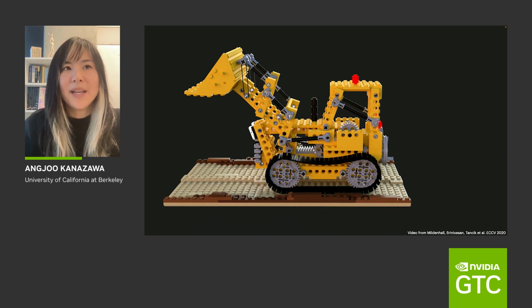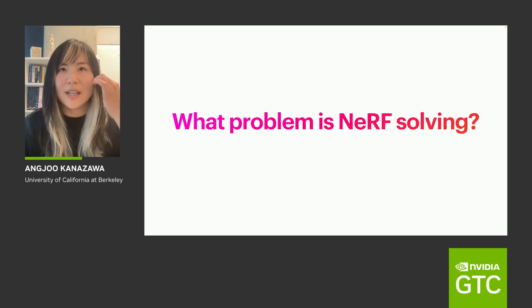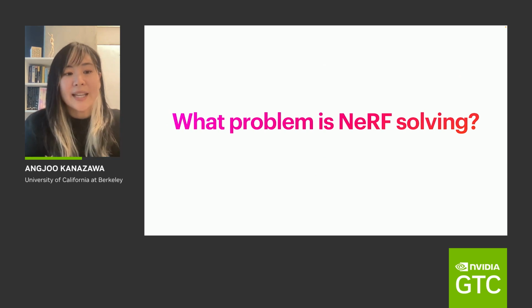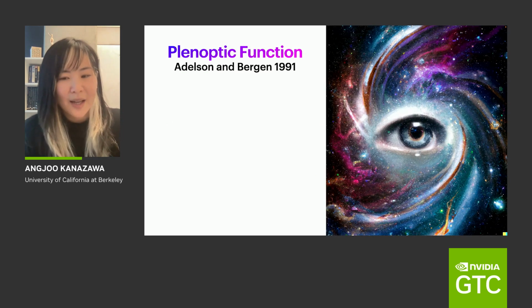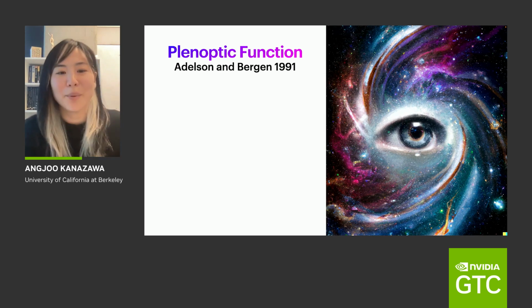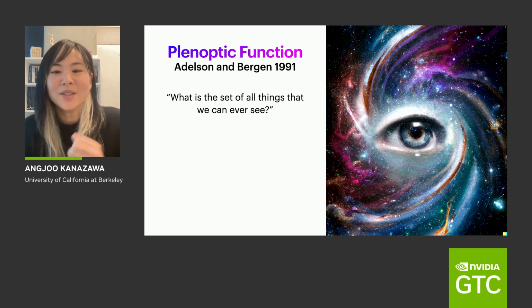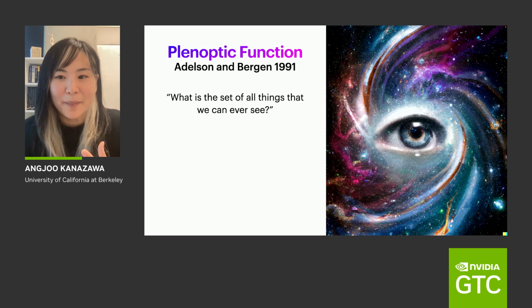Okay, so before we get into it, let's discuss what is the problem that NeRF is solving, because I do think it's nice to add the background and the historical context. And for this, you might have heard of this idea called the plenoptic function. The plenoptic function is a super exciting concept presented by Adelson and Bergen in 1991. And they had a really exciting question in mind, which is, what is the set of all things that we can ever see? And how could we actually capture this?